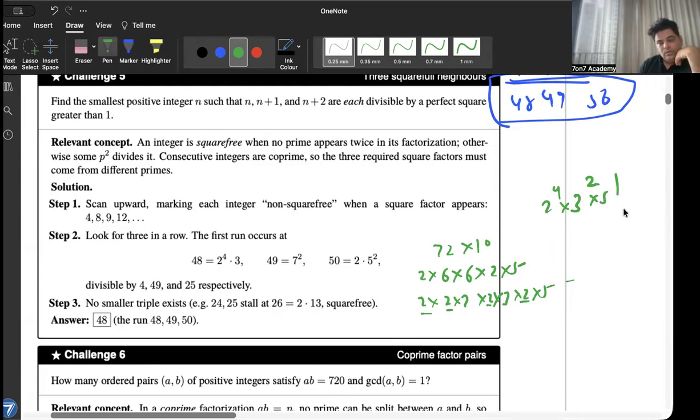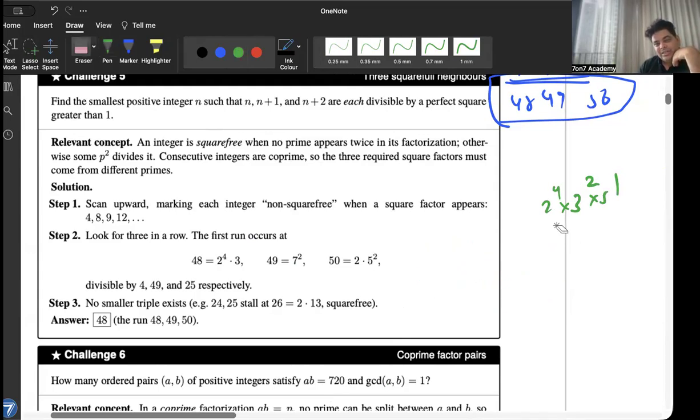So Dhruv, you tell me how I can write this 720. I wrote 720 in this way. How can I write it as a multiplication of two numbers such that both are co-prime? So one is 16, and I can write the other as 45. Agree? Yes, those are co-prime.